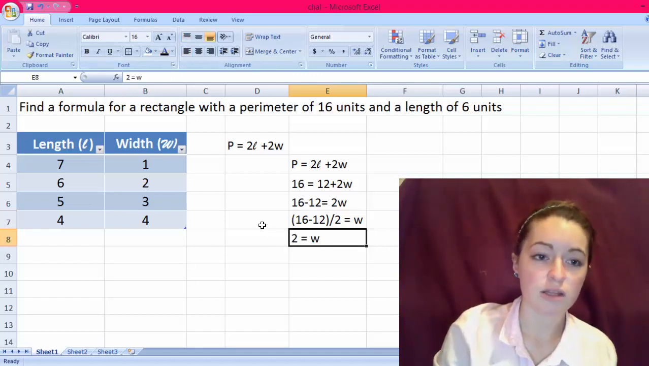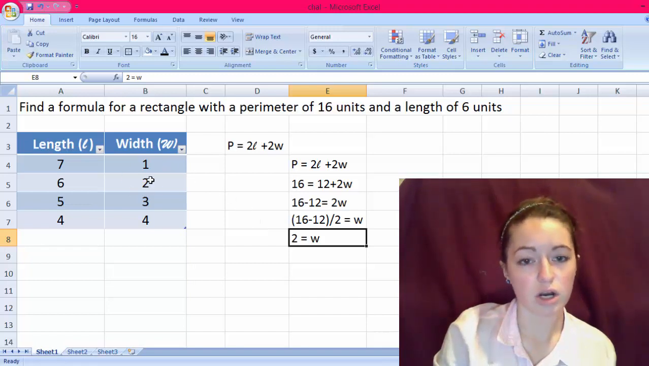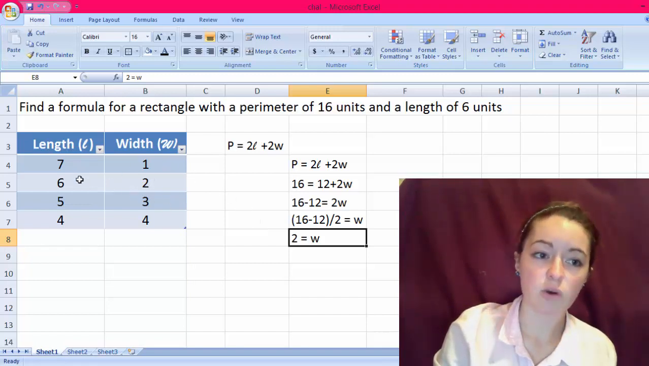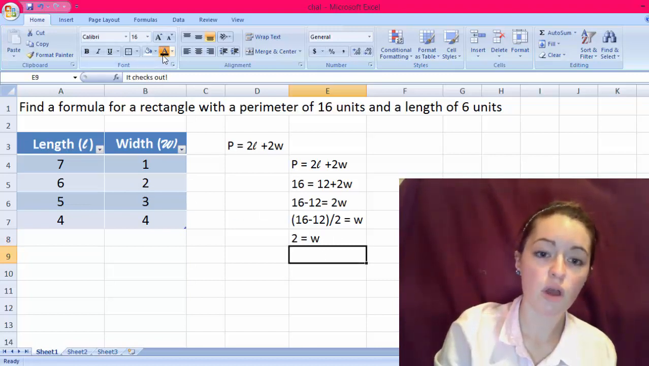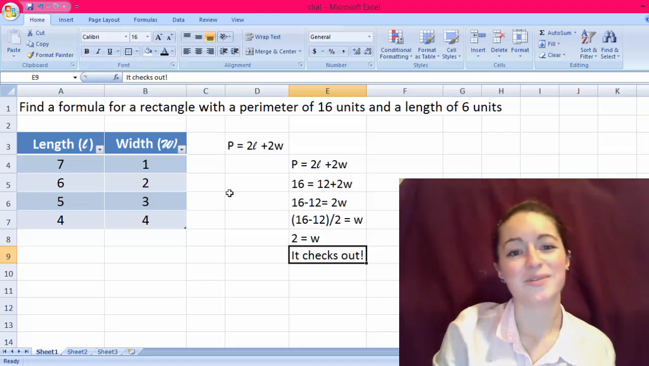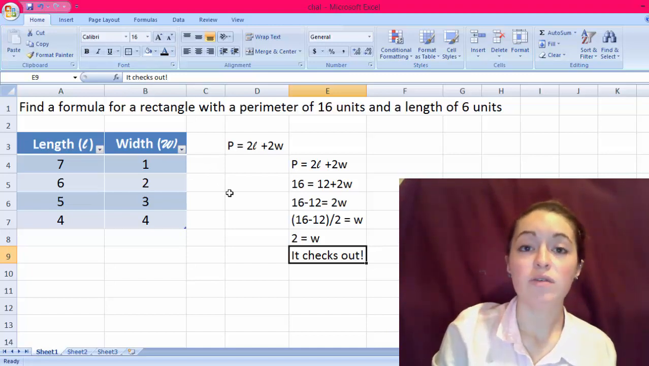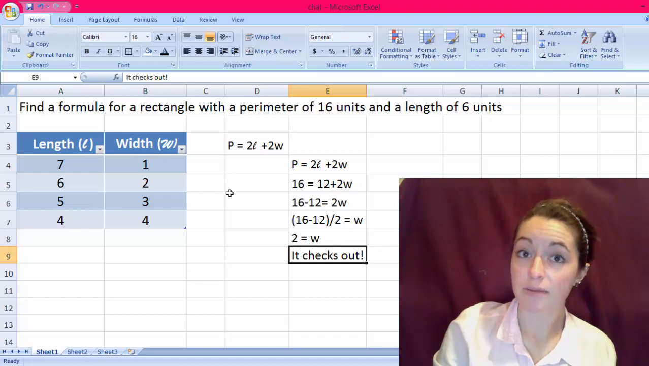Now we can check our answer and look over at our chart to see if a rectangle with a length of 6 has a width of 2. And we did. So it checks out. Awesome. Alright, now that we've done perimeter, we're going to move on to area.